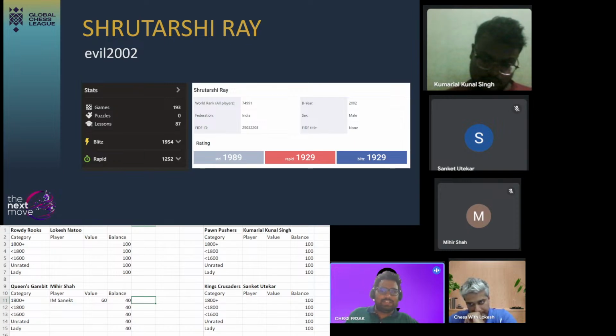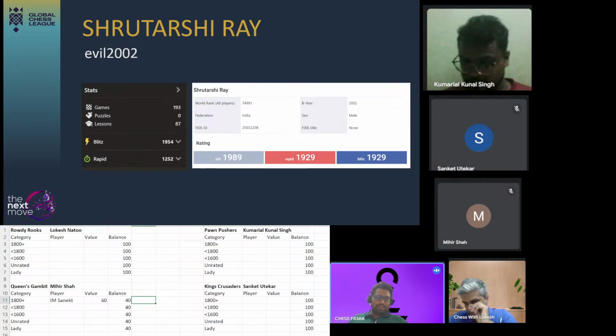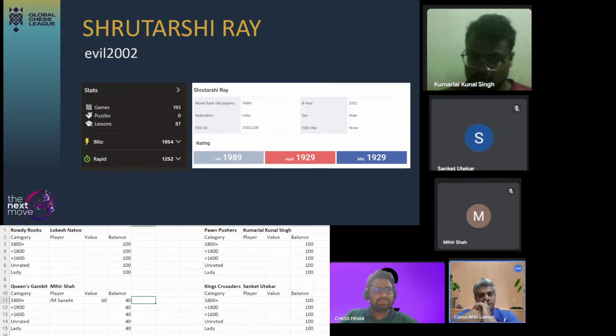Shudarshi Ray has a new chess.com account, but he's a pretty strong player. 1989 rated FIDE in standard, and in rapid and blitz he's 1929. Guys, do we see any bids for Shudarshi Ray? Base price of 15 points. Do we see any bids? 15. Kunal Singh, Pawn Pushers, 15 points for Shudarshi Ray.